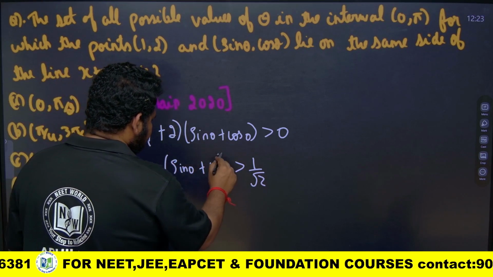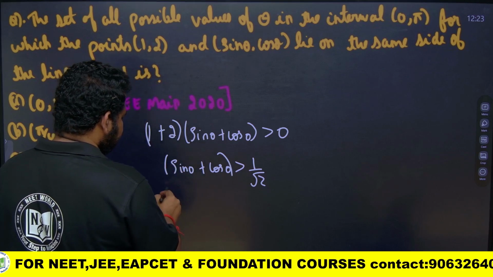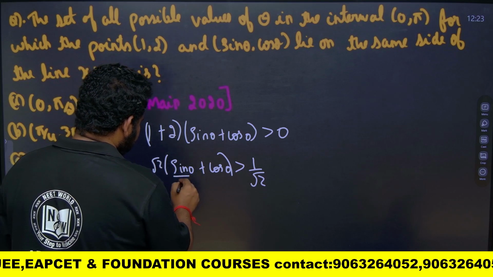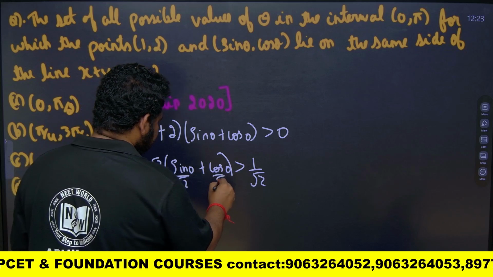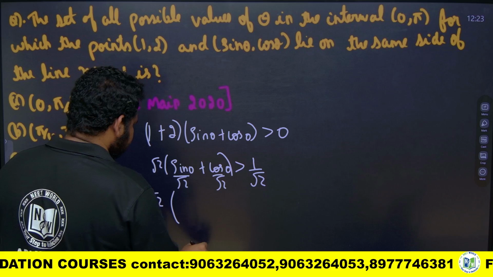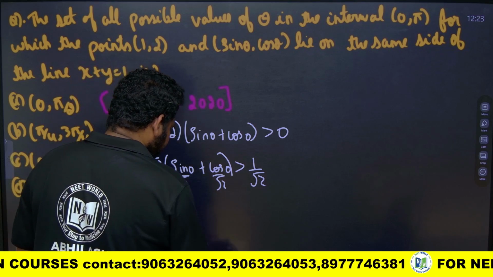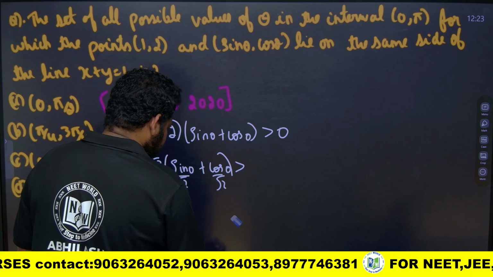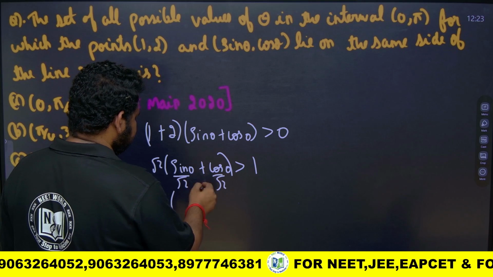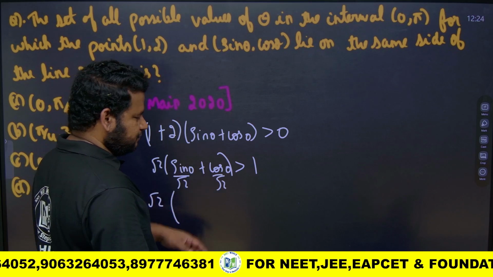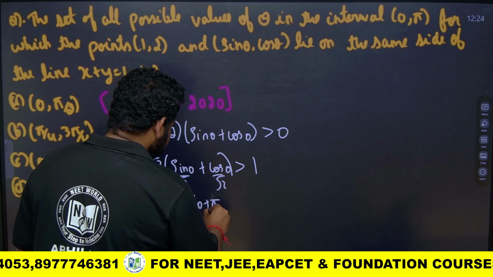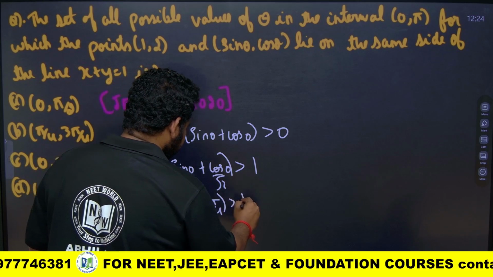Now if I multiply and divide by root 2, what will I get? This will be root 2 into this will be only 1. So this will be sin theta into sin pi by 4 plus cos theta into cos pi by 4. I can write it as sin of theta plus pi by 4, and sin of theta plus pi by 4 is greater than 1 by root 2.